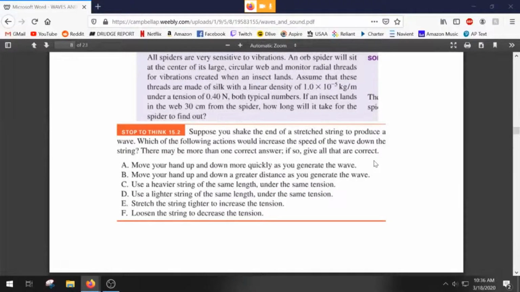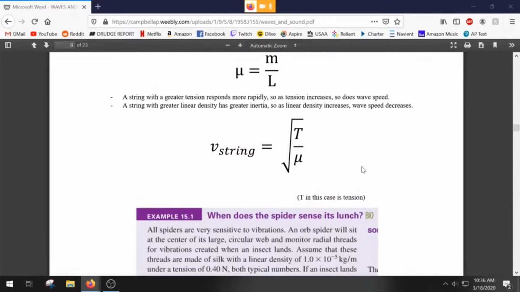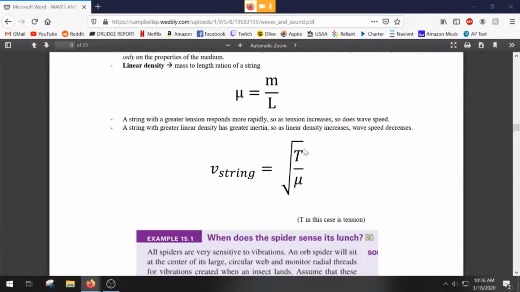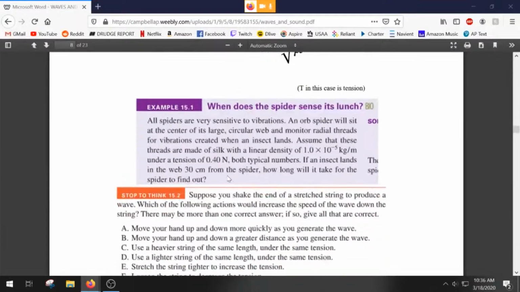All right, E gives us the option of stretching the string tighter to increase the tension. Well, again, let's go back, look at our equation. If we increase the tension, we've increased that wave speed. So E would be a good solution.